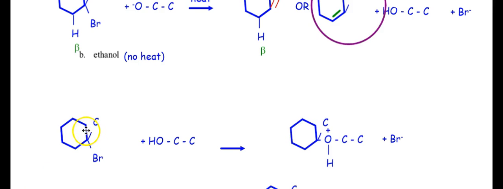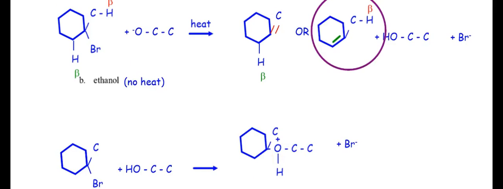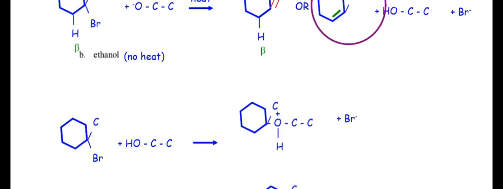So I have, you can see, here's my tertiary, here's my ethanol. So I'm going to make this plus the bromide. So what else do you think I did at this point? I don't like having a positive like that. So I took off the H plus. I've already told you this before.